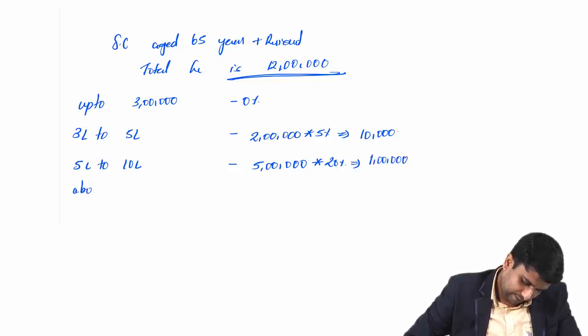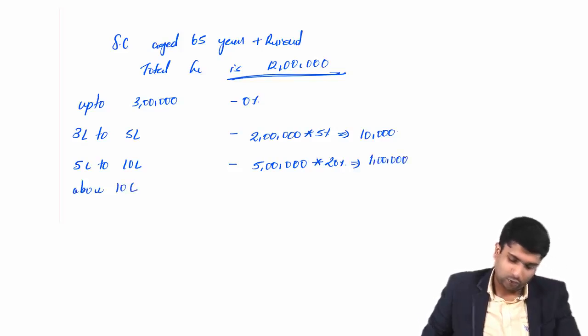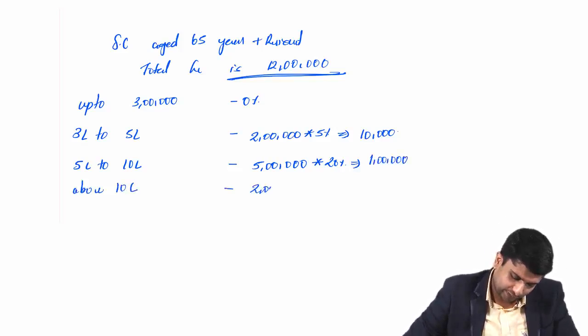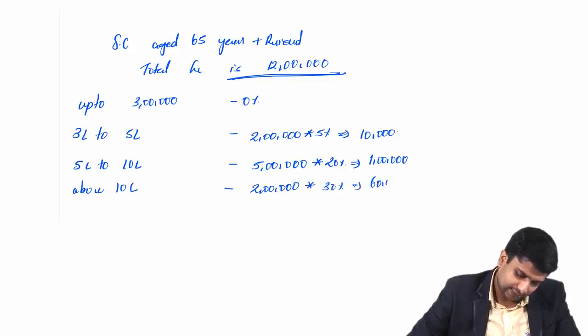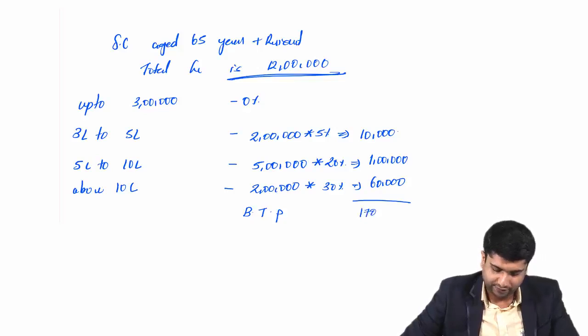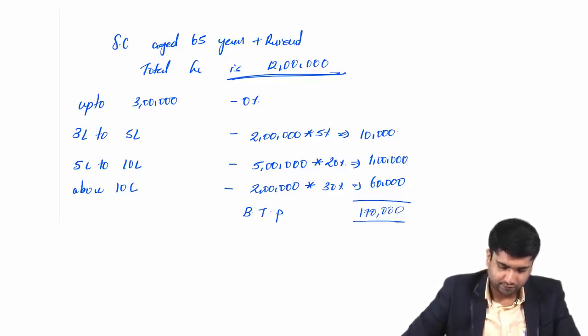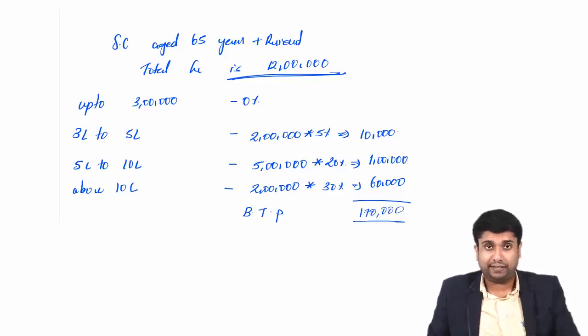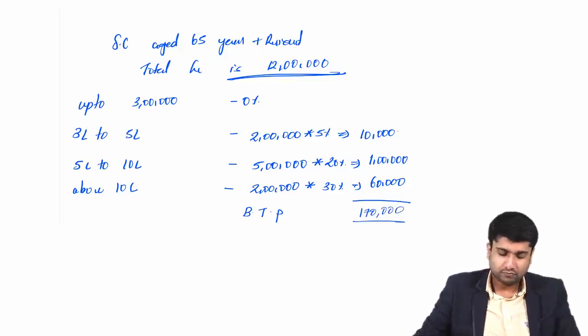Then above 10 lakhs, how much income do I have? It is 2 lakhs, so my total income is 12. Above 10, I have 2 lakhs at 30%. That is 60,000. So the basic tax payable by me will be 1,70,000. Why? Because I'm a senior citizen plus a resident in India. Hope it is clear, right?